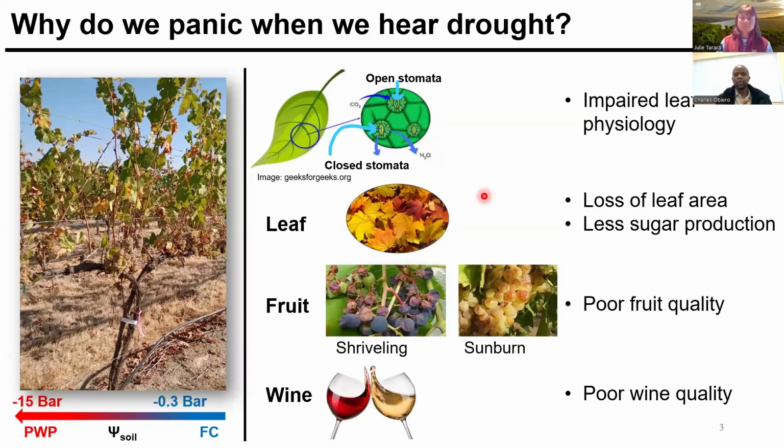Now, why do we really panic when we hear drought? The answers are here. In the plant, the leaf is the major window through which the plant communicates with the outside world. Consider it like your car window when you are driving to, let's say, McDonald's or Starbucks to get your coffee.